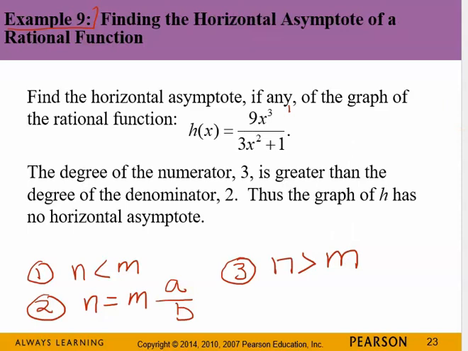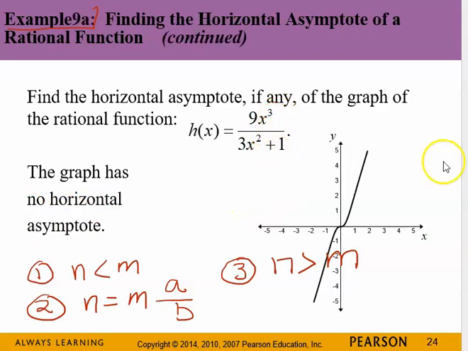Going on to example 9, which is our last of the 3 kinds of examples, let me take that away. Our n value is 3 here, our m value is 2, so n is greater than m. Therefore, there is no horizontal asymptote in this condition, as it is illustrated in this graph. So we've given you now examples of all 3 conditions. Let's go on.